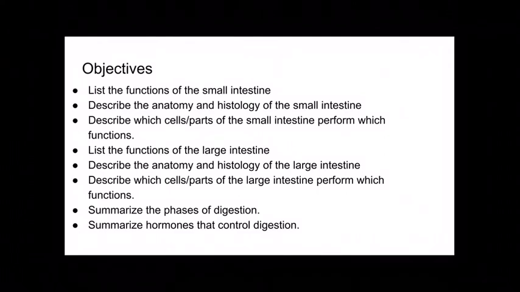Okay, so that takes us back to the beginning where we're looking at our objectives. So we have looked at the functions of the small intestine, the functions of the large intestine, the anatomy and histology of the large intestine and the small intestine. We did a quick summary of the phases of digestion, and we looked at the hormones that control digestion. Not listed on the objectives, we did along the way go over all of those enzymes, the brush border enzymes, the pancreatic enzymes, the enzymes of the mouth and of the stomach. So that gives us a beautiful big overview of the GI tract and of the digestive system in general.